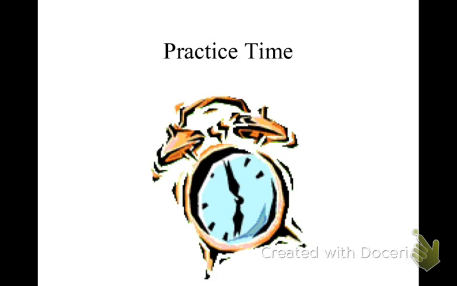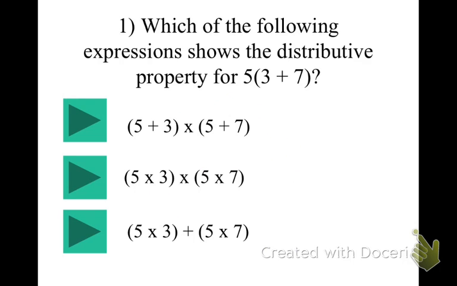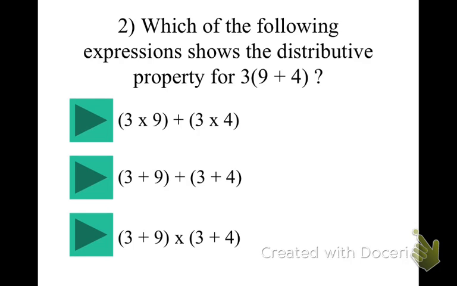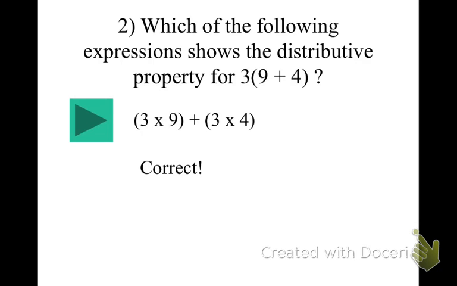Let's practice. Which of the following expressions shows the distributive property for 5 times the quantity 3 plus 7? Remember, we're distributing the 5, so we have to take 5 times 3 plus 5 times 7, and you got it. How about 3 times the quantity 9 plus 4? 3 times 9 plus 3 times 4. Good job. You're on a roll.